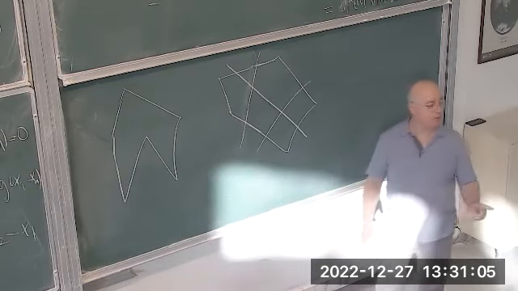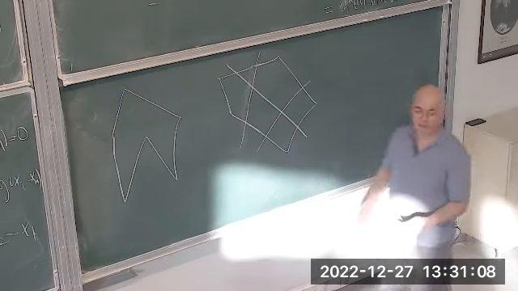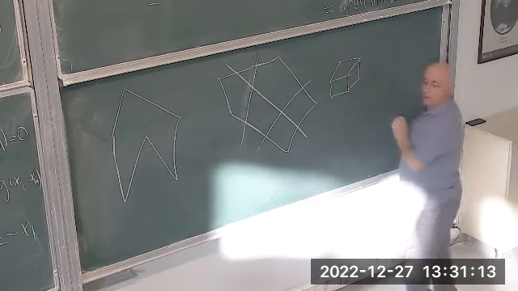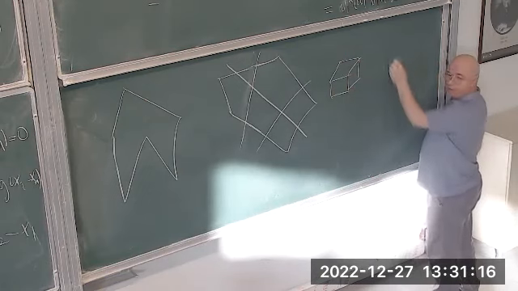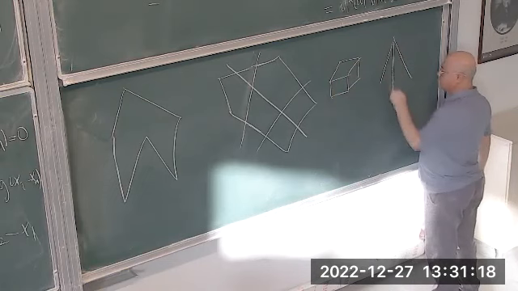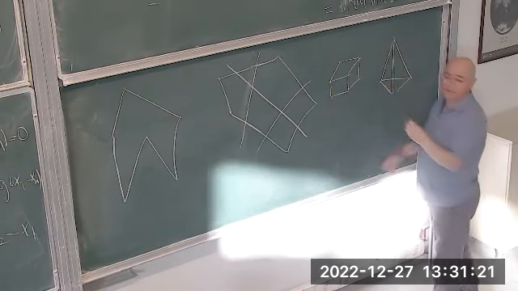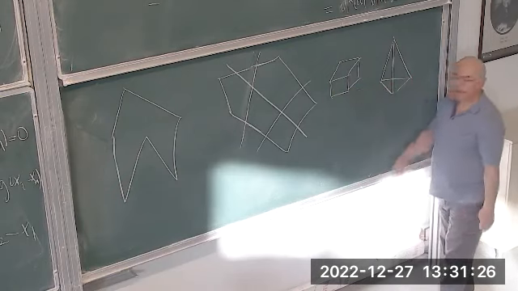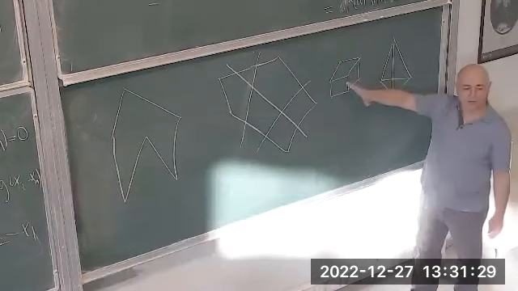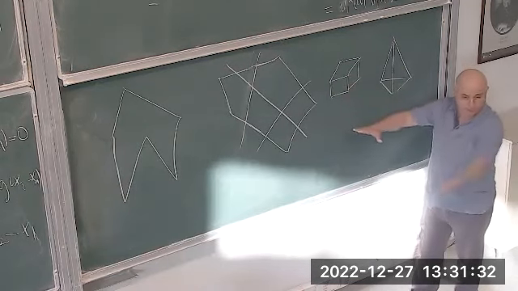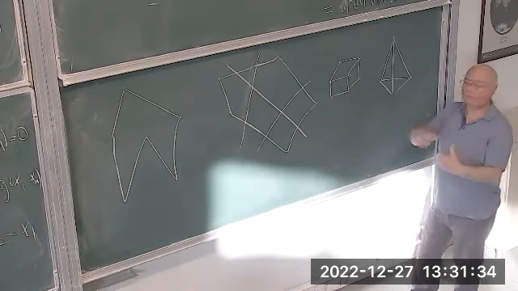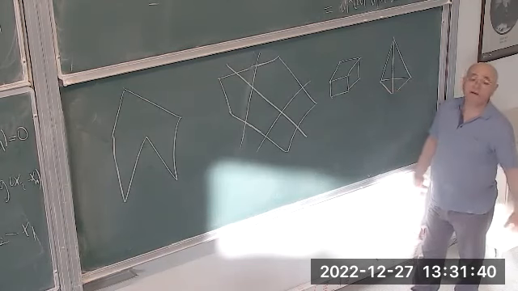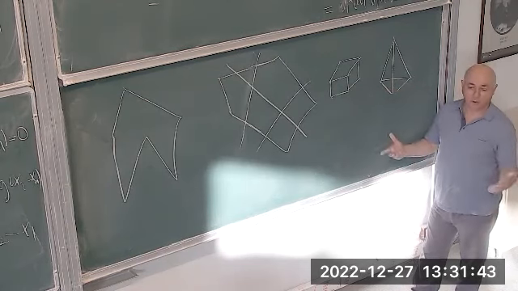Hilbert asked the same question for 3-dimensional objects. Take a cube and then a regular tetrahedron. Suppose that they have the same volume. Can we do the same thing? Just divide this cube by cutting along some planes and re-glue them and obtain this tetrahedron. Is it possible? The answer is no.